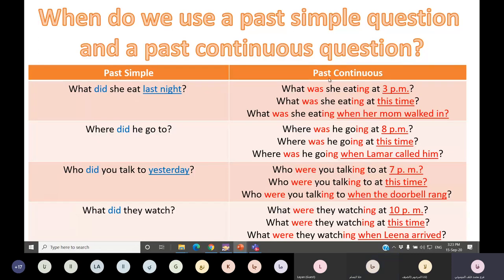Very good. Now read the questions in past continuous. What was she eating at 3 p.m.? Yeah, the second one. What was she eating at this time? Very good. The last one. What was she eating when her mom walked in? All right, excellent, Hala. Hala, can you see the differences between them? When do I use a question with past continuous? Look at the end. What do we have? When there is time. Very good, Hala. And what else?